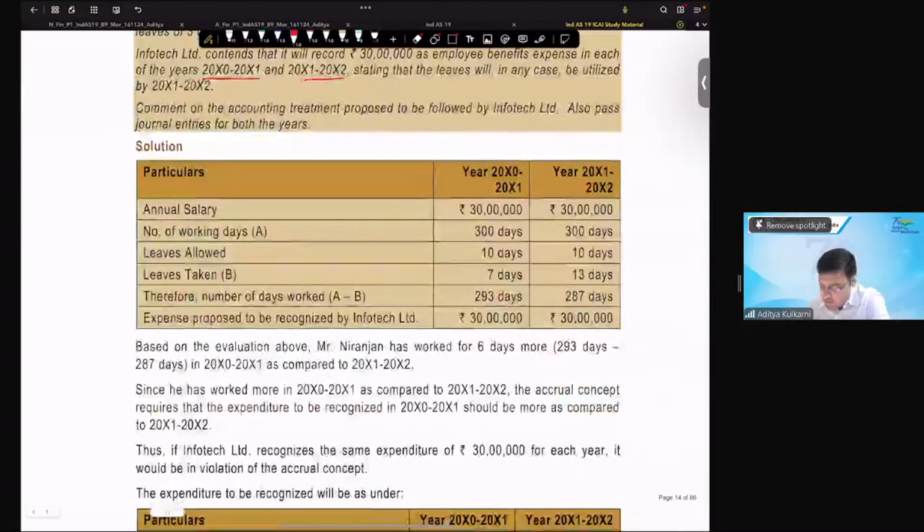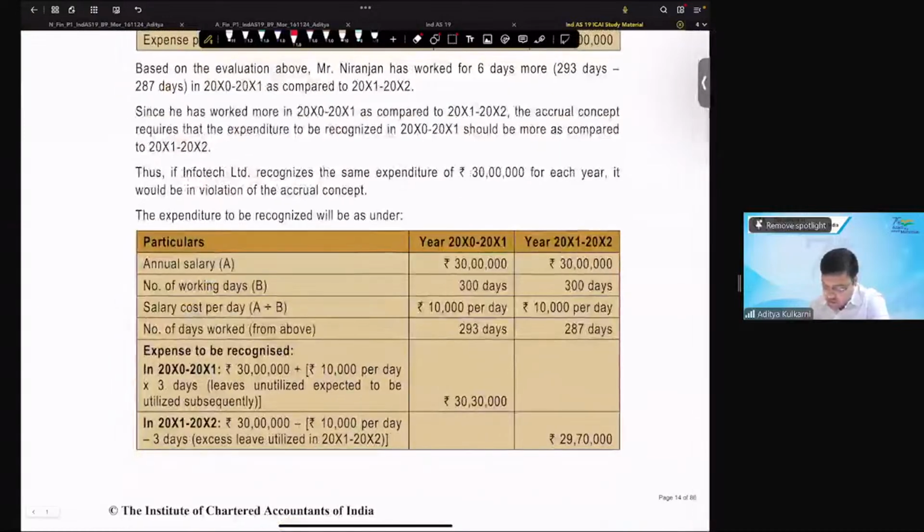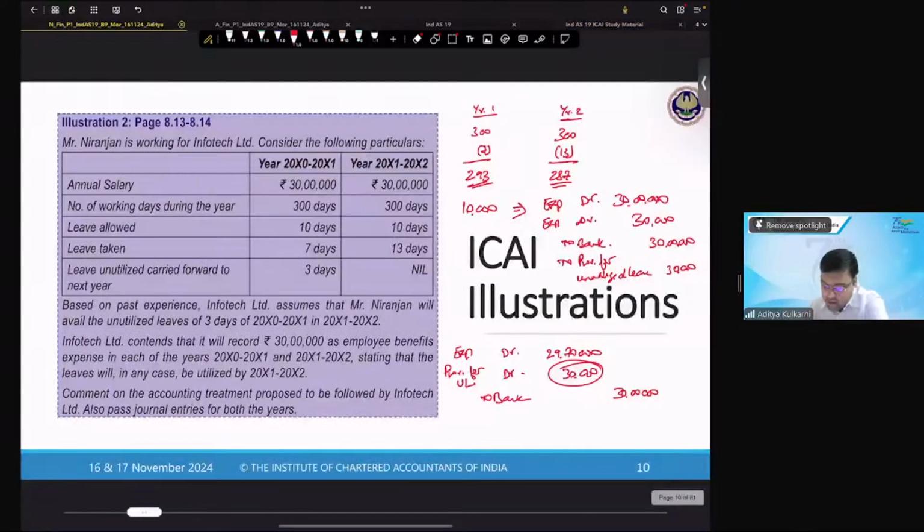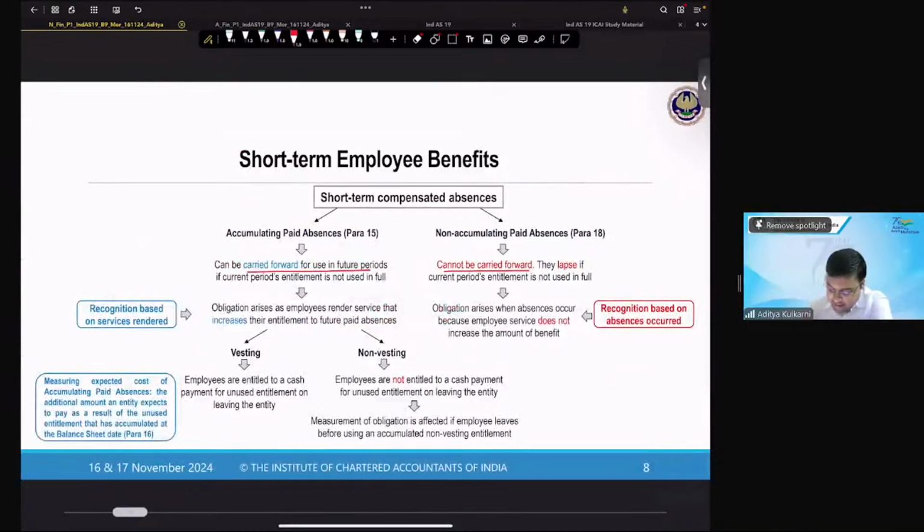Okay. So the same thing is explained here. So expense to be recognized in year 1, 30 lakh 30,000. Second year, 29 lakh 70,000. So you can see they created a provision for leave encashment 30,000, and that is utilized in the next period. So now let us come to this category. Leave can be carried forward. So it becomes an accumulating paid absence in the question that we just saw.